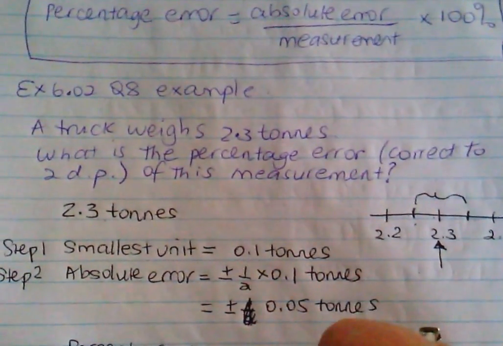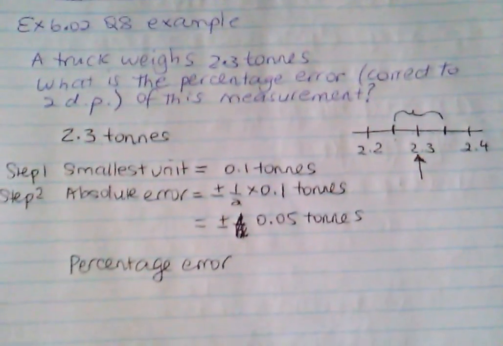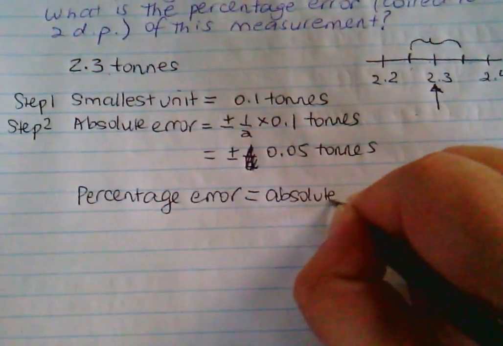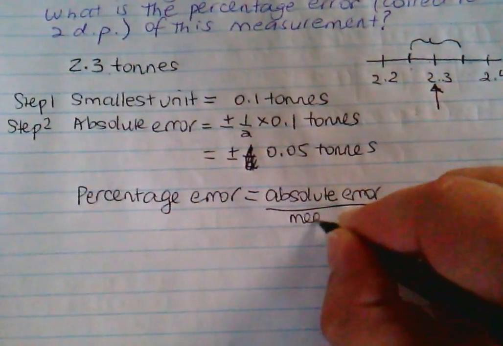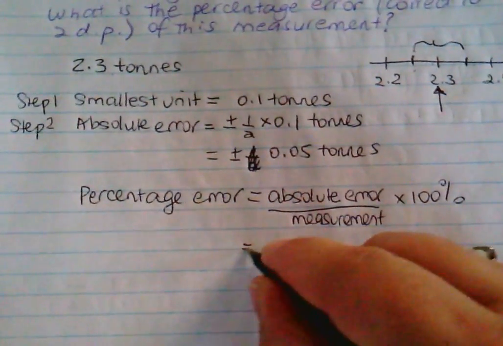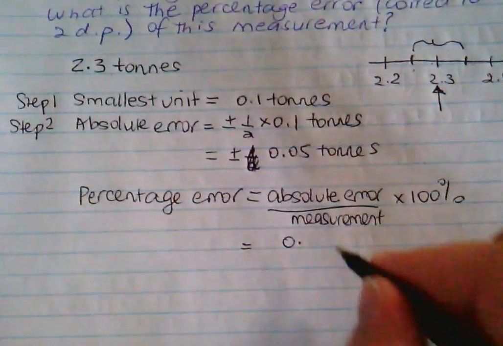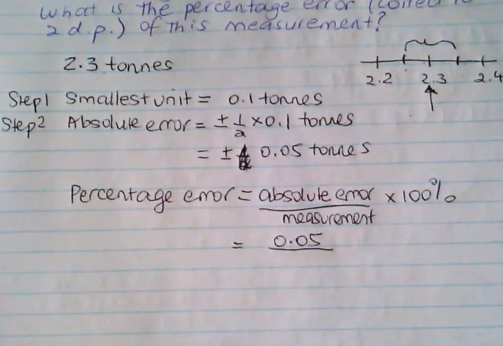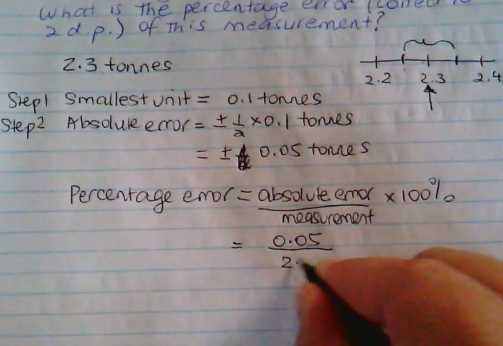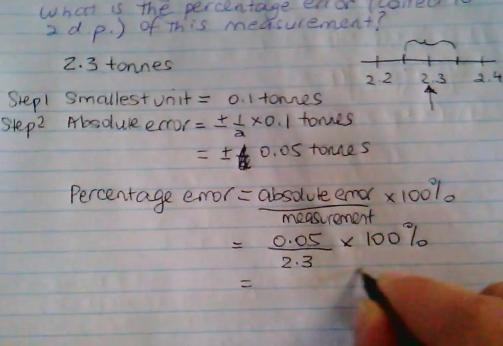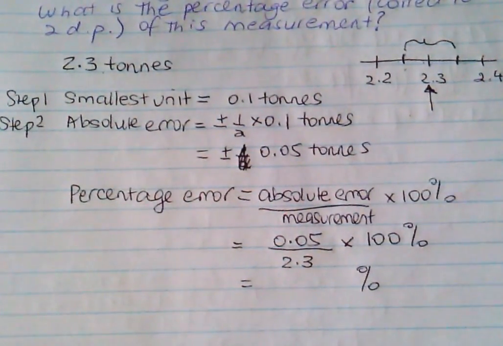So the percentage error is the absolute error over your measurement times 100%. The absolute error, you don't need to put plus or minus. It's just 0.05 over, what's the actual measurement? What does this truck weigh? This is a small truck, by the way, girls. 2.3 times 100%. You don't put the percent button into your calculator. You just go 0.05 divided by 2.3 times 100.